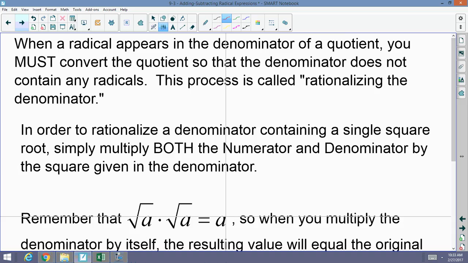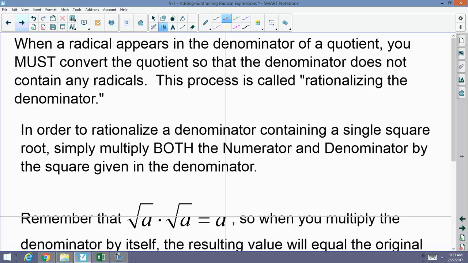Now, when a radical appears as a denominator of a quotient, you must convert the quotient so that the denominator does not contain any radicals. This process is called rationalizing the denominator. This is huge, really important. Remember when I told you that anytime you see a radical in the denominator, that's illegal for right now? Remember I said this was coming.